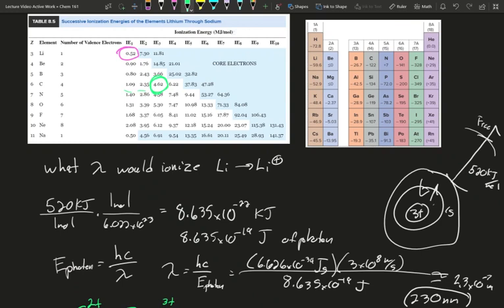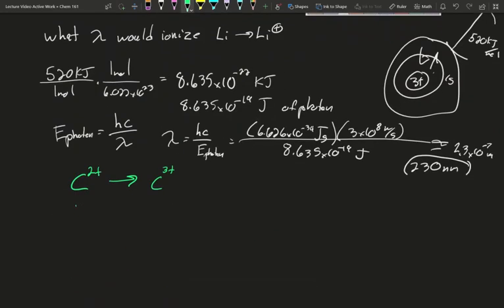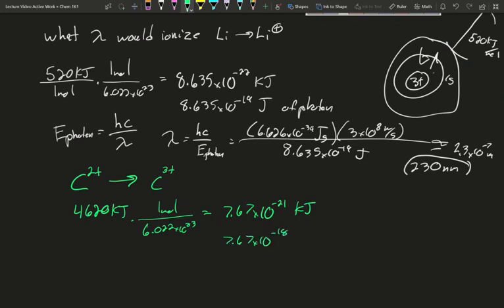So 4,620 kilojoules would be our energy. 6.022 times 10 to the 23 in 1 mole. 7.67 times 10 to the minus 21 kilojoules, or 7.67 times 10 to the negative 18 joules. So we have our energy. We can plug it in here in place of our previous energy.